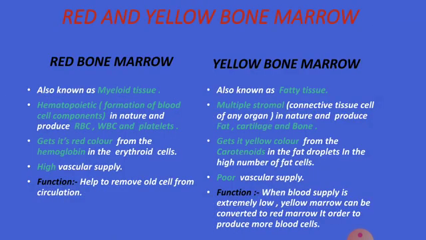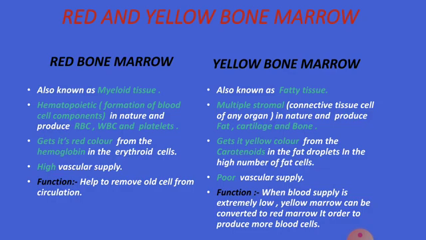As we know, bone marrow is of two types, the first of which is red bone marrow. Red bone marrow is also known as myeloid tissue. Red bone marrow produces RBC, WBC, and platelets. It gets its red color from the hemoglobin in the erythroid cells. Function. The main function of red bone marrow is to help remove old cells from circulation.